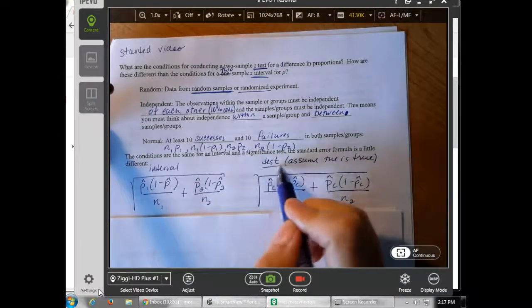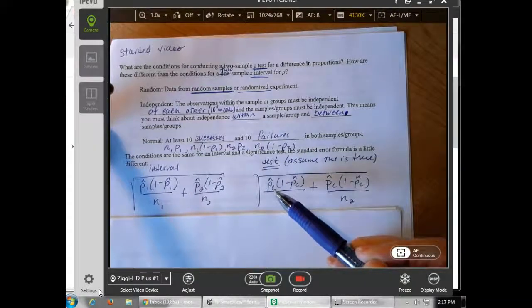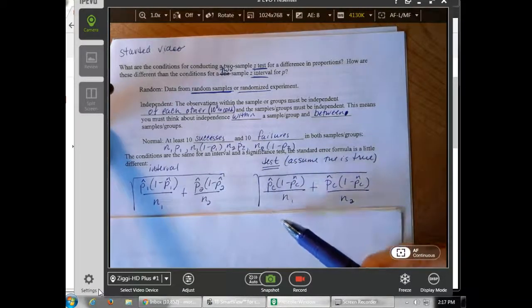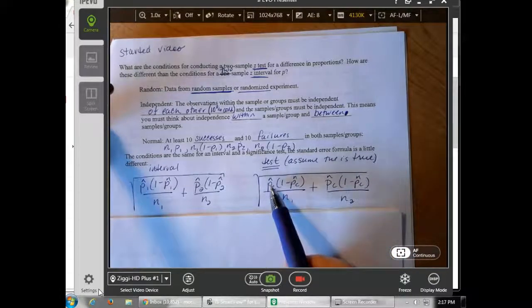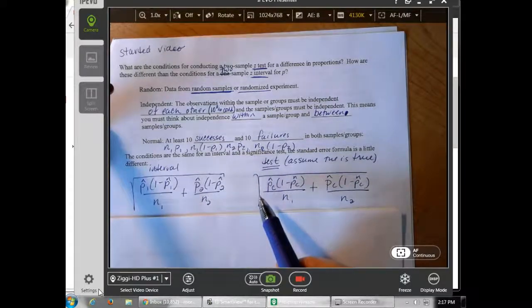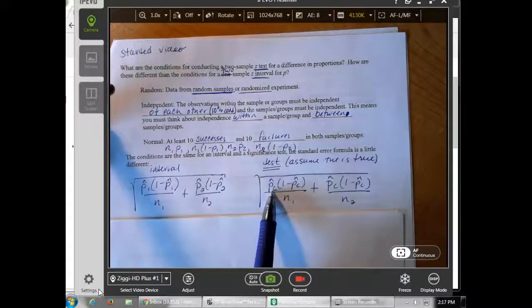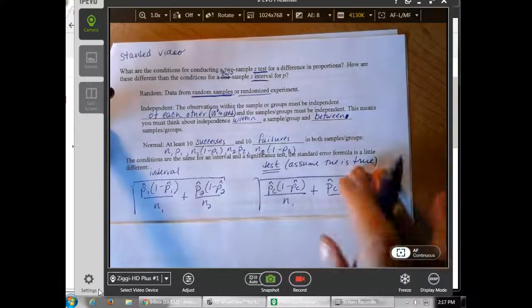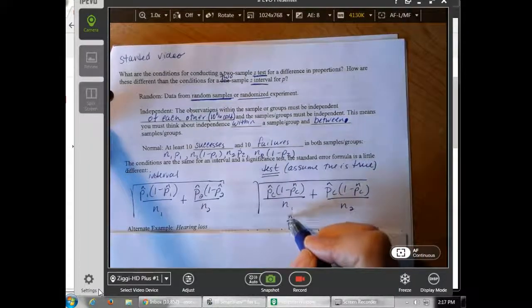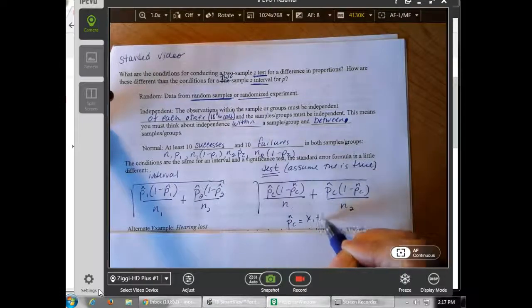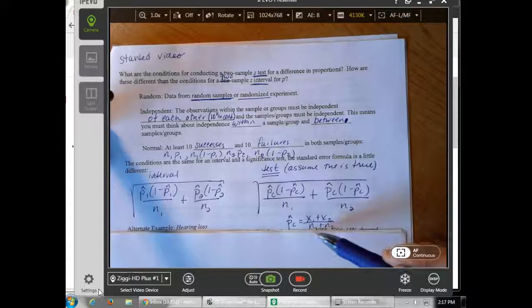The reason that the test has to use a different p is because we are assuming that the null is true. So if the null is true and p sub 1 is equal to p sub 2, I can't use different p-hats in the standard error computation. So I have to average the p-hats. We called that combining or pooling in class. Remember that p-hat combined is simply x sub 1 plus x sub 2 over n sub 1 plus n sub 2. So it's your number of total successes over the number in both samples.